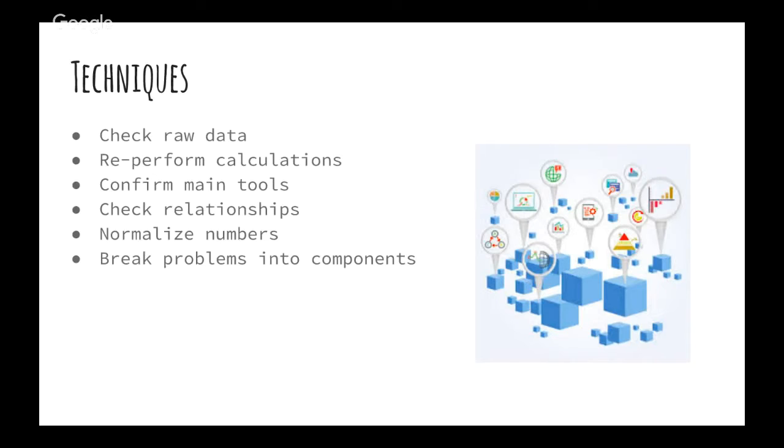The next one is confirming main totals as the sum of the subtotals. The next is checking relationships between numbers that should be related in a predictive way, such as ratios over time. Another would be to normalize numbers to make comparisons easier, such as analyzing amounts per person. And the last would be breaking problems into component parts by analyzing factors that lead to the results.